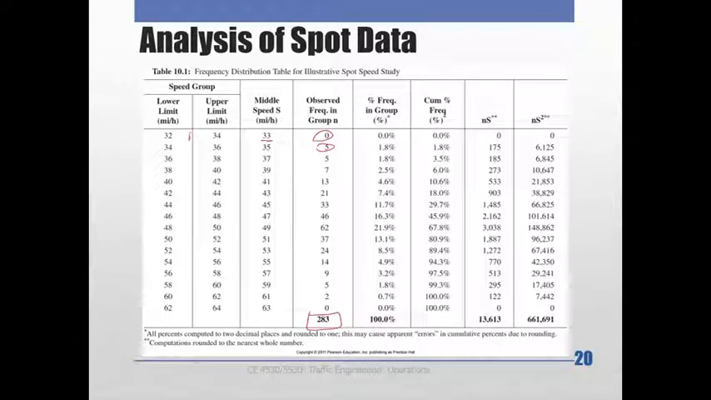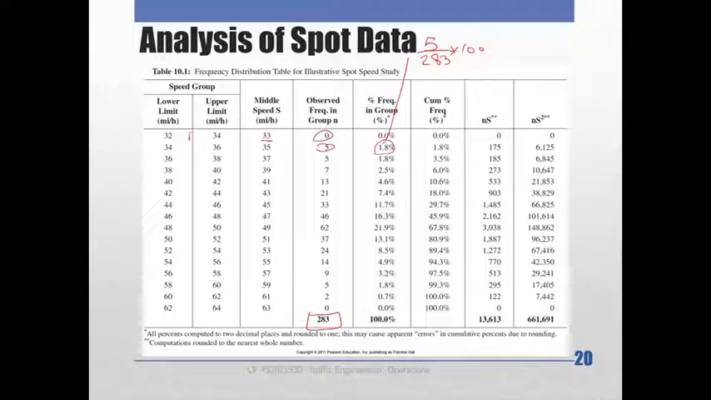The total is 283. It means that you counted 283 vehicles in there. Then I'm going to calculate the percent frequency in group. So where did I get this 0? Where did I get this 1.8? So now I need to plot the frequency versus the speed. A frequency plot, basically. So it is 5 cars divided by 283 times 100. So this is basically 5 over 283 times 100 in there.